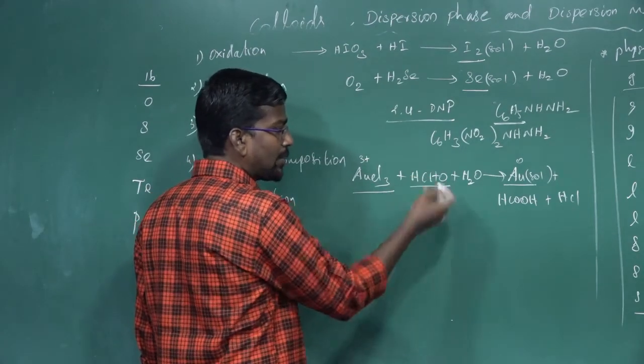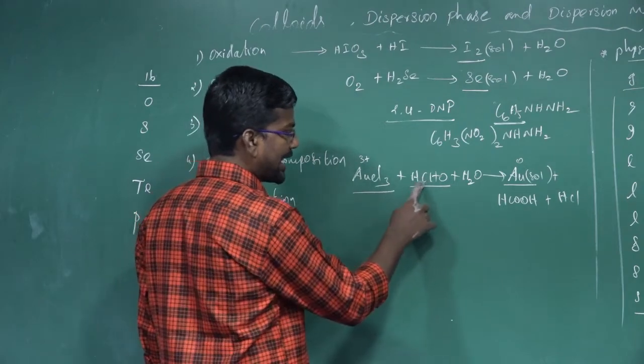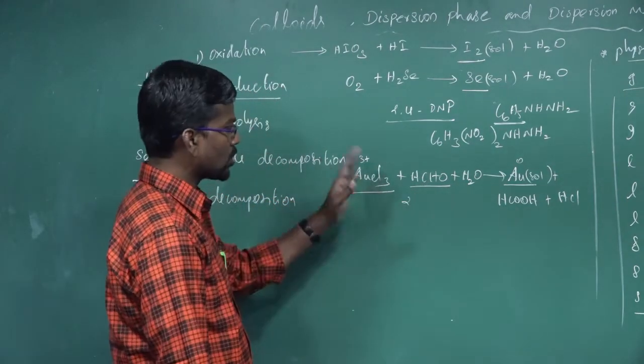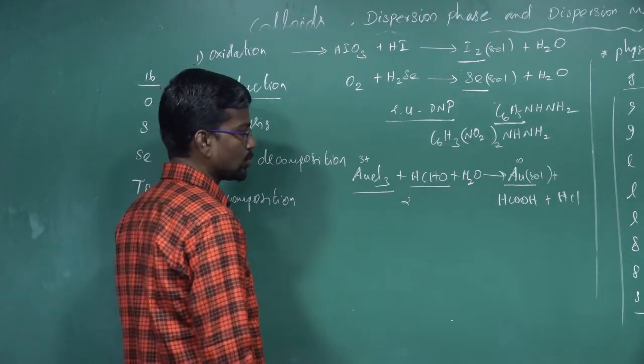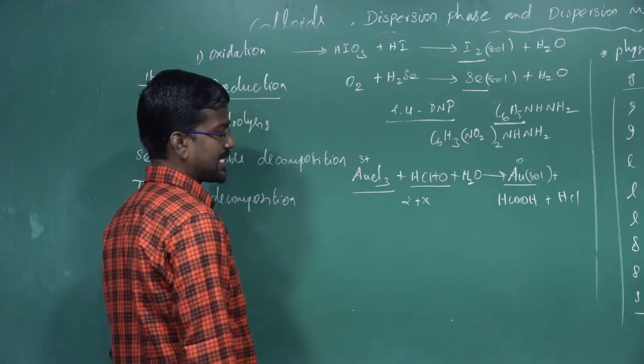Formaldehyde contains carbon exhibiting what oxidation state? How to find the oxidation state of carbon? How many hydrogens are there? Two hydrogens. Each hydrogen exhibits the +1 oxidation state, so two hydrogens give +2. So +2 plus carbon, which can be represented as X.